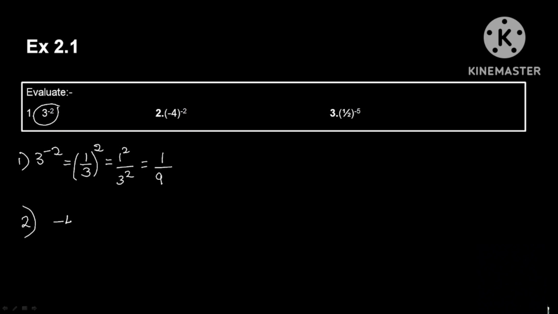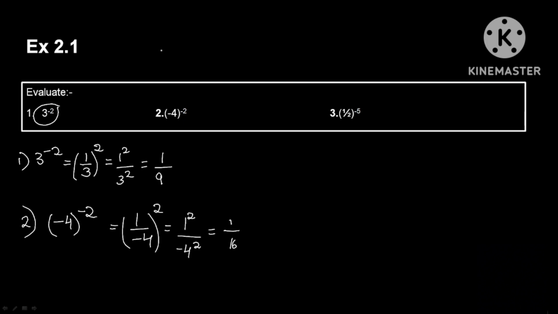Minus 4 raised to the power of minus 2. Again, we have to convert the negative exponent into positive, which is equal to 1 by minus 4 whole raised to the power of 2. If there is no denominator, take the denominator as 1. Then this is equal to 1 raised to the power of 2 by minus 4 raised to the power of 2. 1 raised to the power of 2 is 1 itself, and minus 4 raised to the power of 2. Now 4 raised to the power of 2 is 16, but is minus 4 raised to the power of 2 a positive 16 or a negative 16?